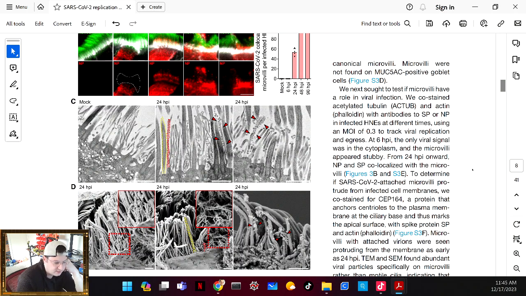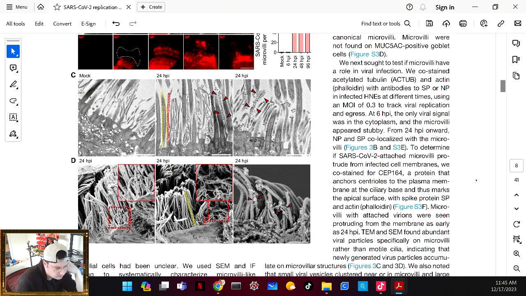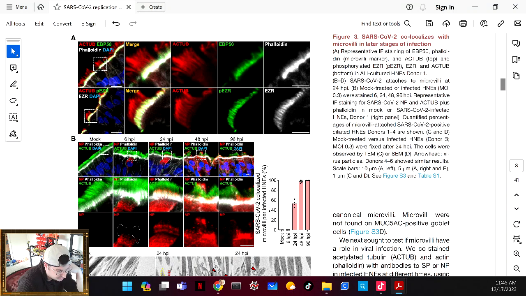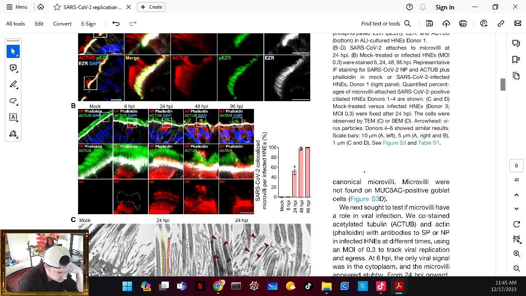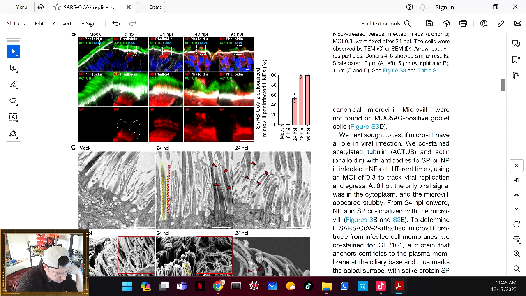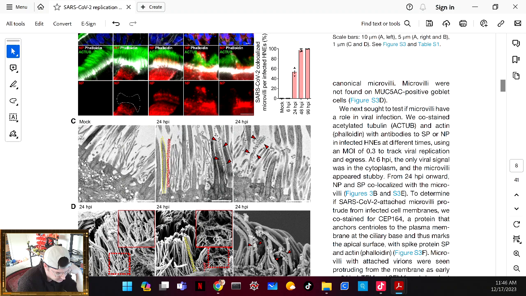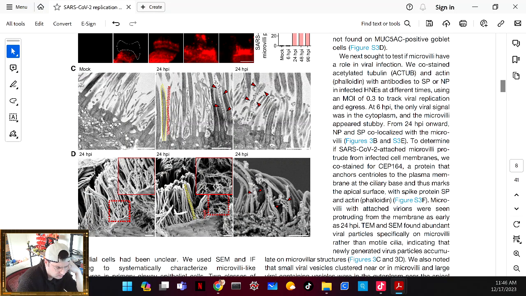Next, we sought to test if microvilli had a role in viral infection. We co-stained, and so then the green and the red, using the same staining classification as above: green is spike protein, red is the nucleocapsid protein. Not sure what blue is. And they tested this at different concentrations of COVID, different concentrations that they put on the microvilli or the human organoid model that they're using.